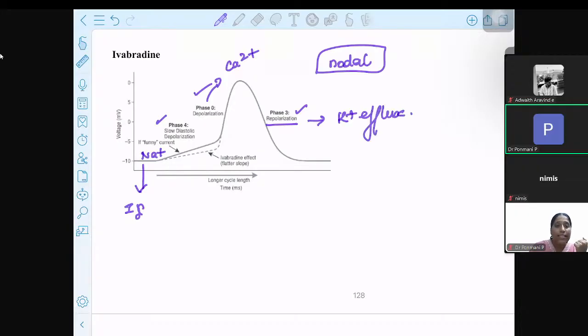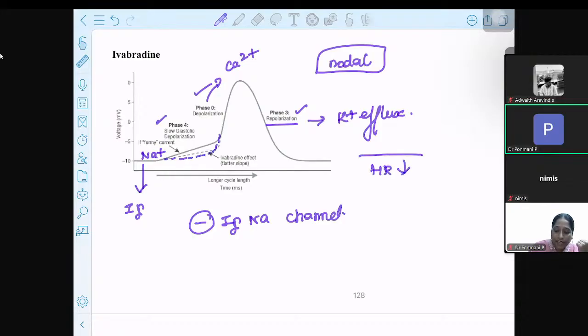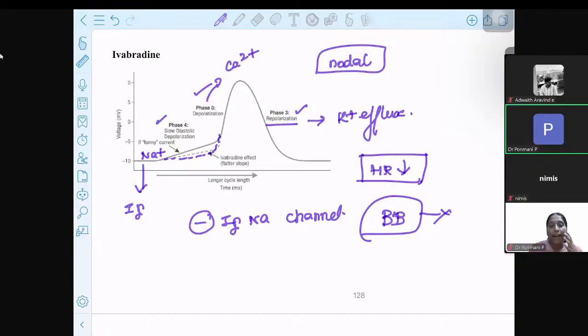Now, what does this ivabradine do? This ivabradine, it inhibits this funny sodium channel. So what happens? The depolarization will occur very slowly, and hence the heart rate will decrease. Ivabradine is given to patients in whom beta blockers are not working, then we need to add ivabradine to reduce the heart rate. Okay.